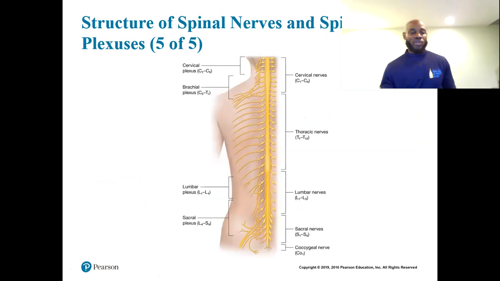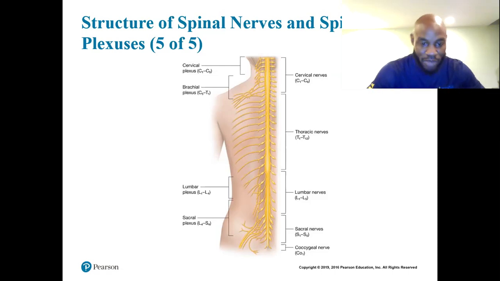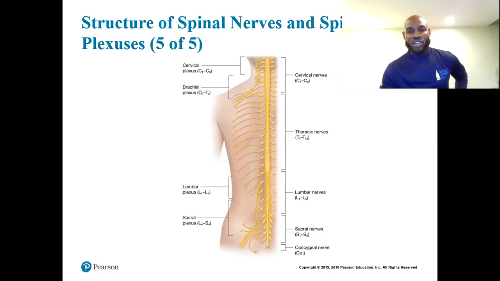I know it's a lot of terms: rami, ganglia, roots, neurons, dendrites, axons, endoneurium, the different connective tissues that are involved, gray matter, white matter. So a lot of all these different terms are involved when we're talking about the spinal nerves and the peripheral nervous system in general, right?